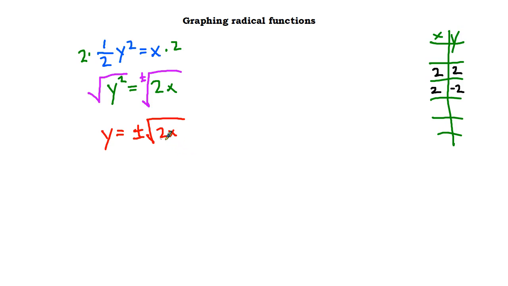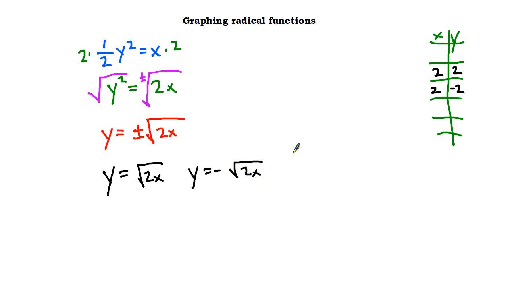Now in the past, we never really had some big consequence from having this plus or minus. We just simply said, I've got a positive answer and I've got a negative. In the projectile motion problems, we said we can't have negative time, so we threw away the negative part. But here, we're concerned about both the positive and the negative parts. In other words, what we really have here is y equals positive square root of 2x, and y equals negative square root of 2x.